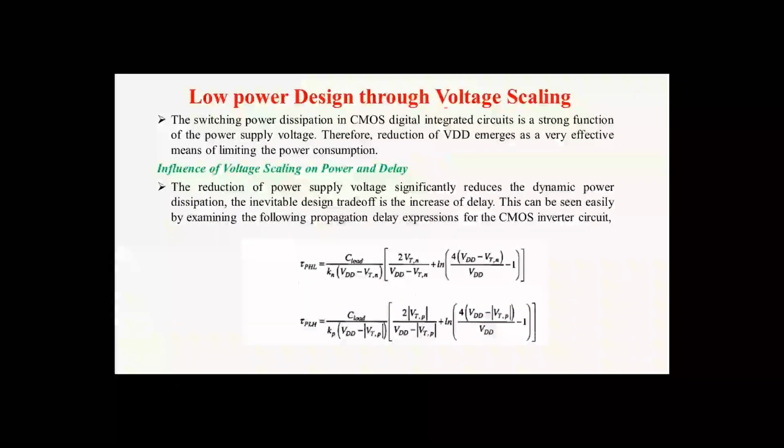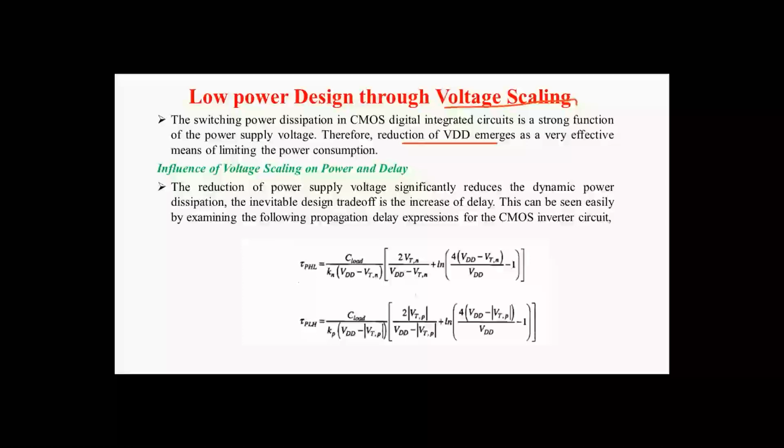Voltage scaling means you have to reduce the power supply, that is, reduce the power supply voltage. That is voltage scaling. Low power design is a very important factor in a CMOS circuit. One very important method for reducing power dissipation is the reduction of VDD. That is called low power design through voltage scaling.